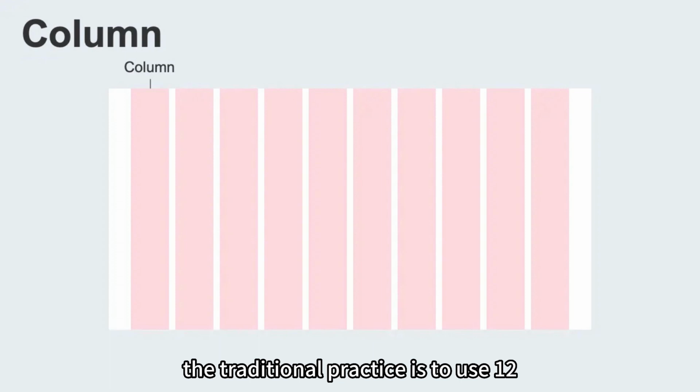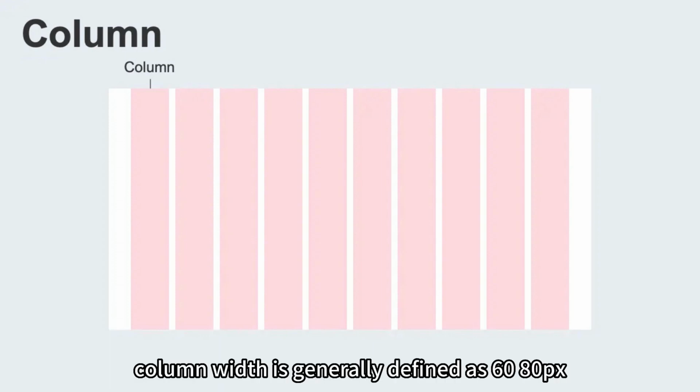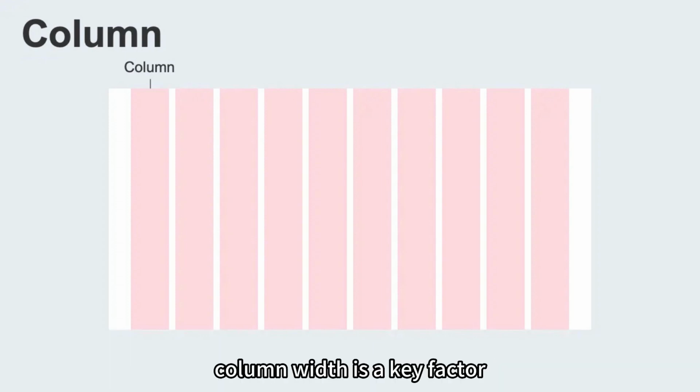The traditional practice is to use 12 columns on the PC side web pages, 8 on the pads, and 4 on the mobile devices. Column width is generally defined as 60-80px. Column width is a key factor that affects the actual content width.